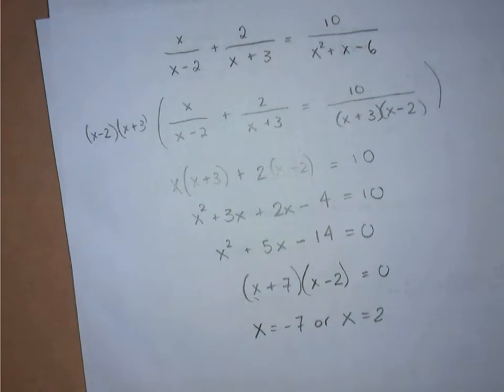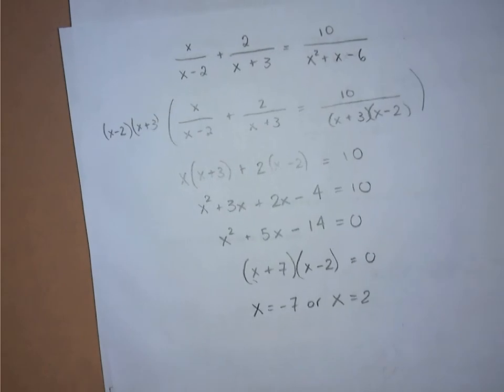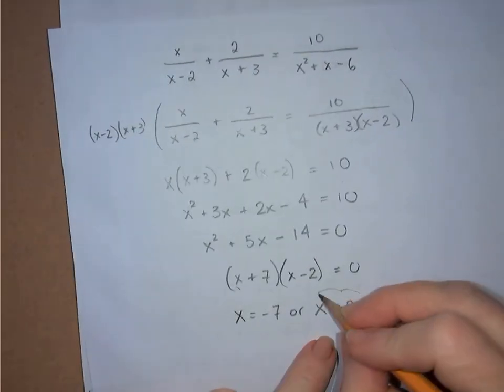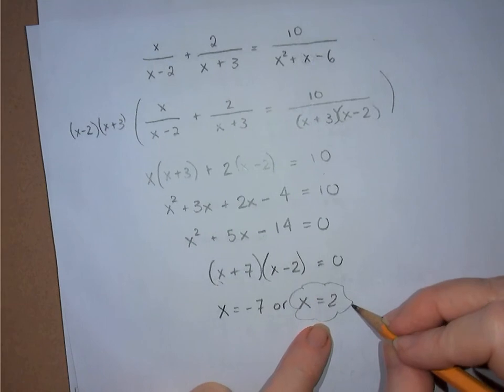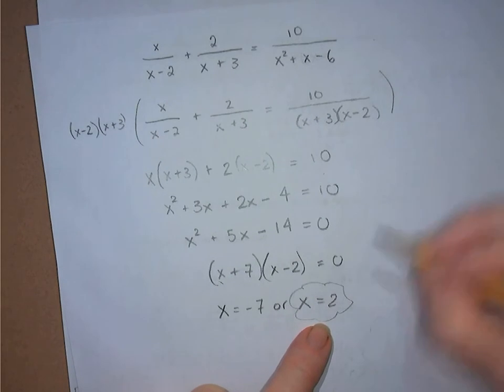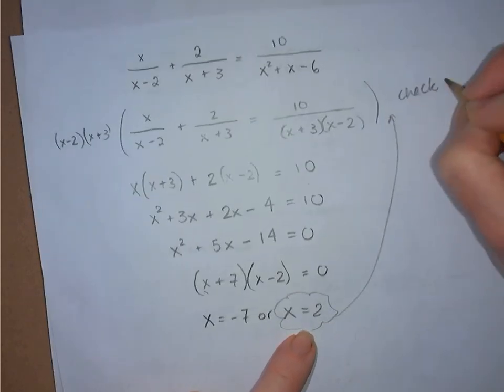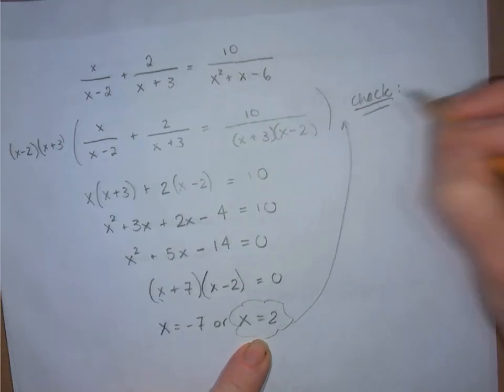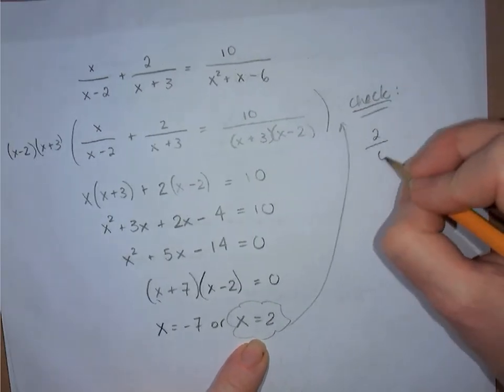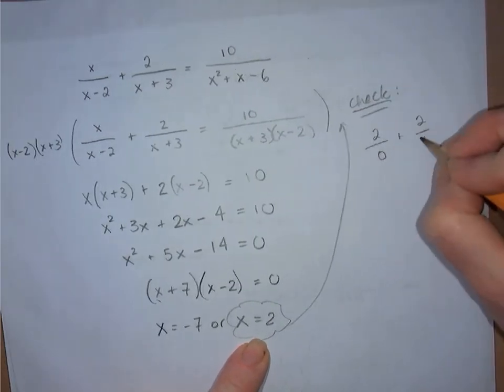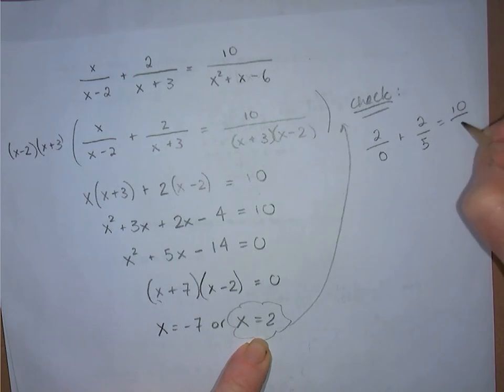Because if we were going to go back and check, go back way to the original, this 2, in fact, unbeknownst to us, really is a problem. If I was going to go back and plug it into the top just to check, here's what would happen. I'm going to have 2 over 0 plus 2 over 5 is equal to 10 over 0, which completely does not make any sense.